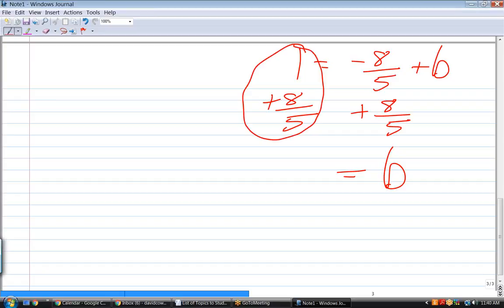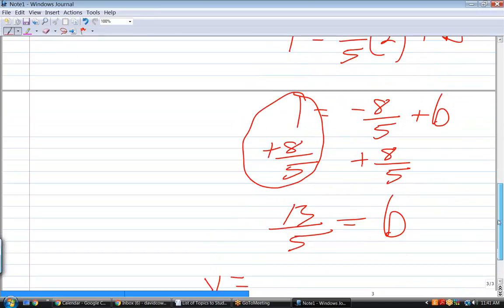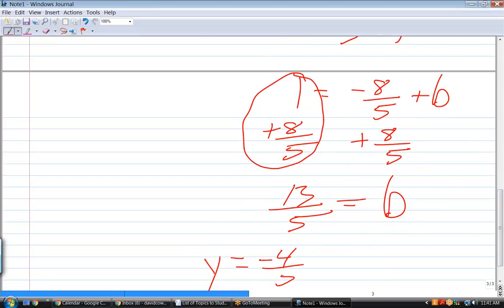How do I do that math? You find a common denominator. Do it in your head. How many fifths is 1? 5. So it's 5 fifths plus 8 fifths. That's why I say you can do these in your head most of the time, especially when the number is 1. So it would be 13 fifths. Okay, what's my equation of this line? y is equal to -4 fifths x plus 13 fifths.